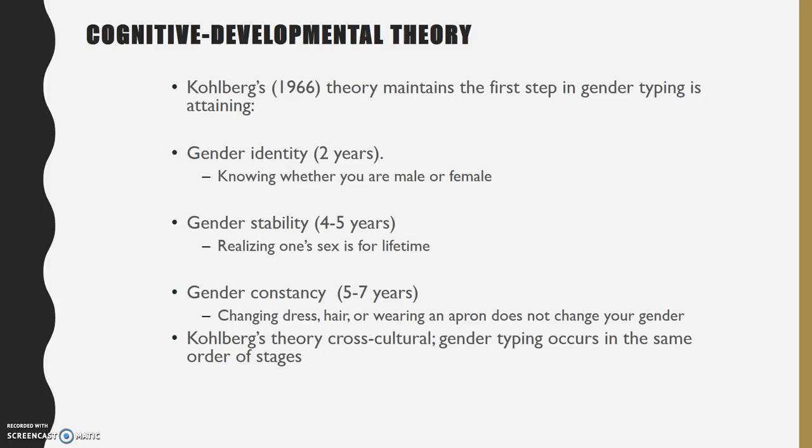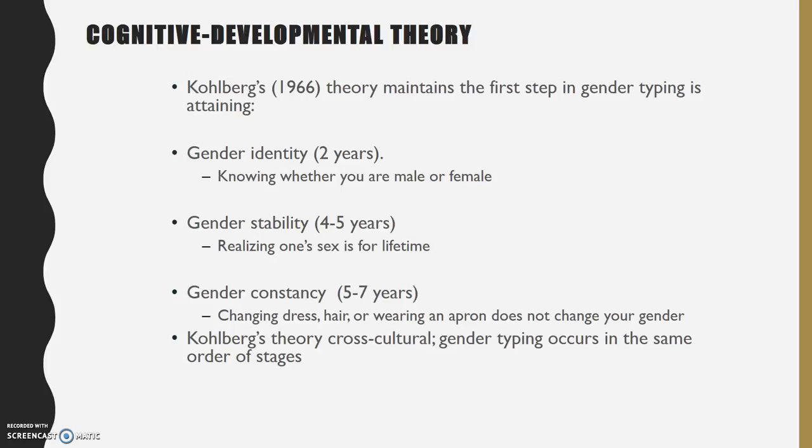Now we know there are ways in which we can physically change our gender presentation. But at 4 to 5 years, this is the time we realize that this is sort of a permanent thing. And then gender constancy, 5 to 7 years. This is the idea, according to Kohlberg, that people's gender doesn't change even if they change or dress their behavior. So a woman who cuts her hair short is still going to be a woman. A man who puts on an apron and cooks is still going to remain a man.